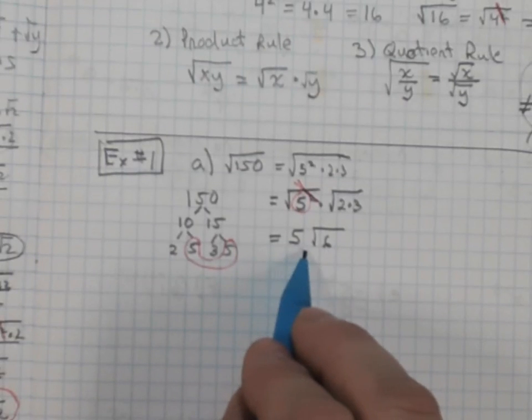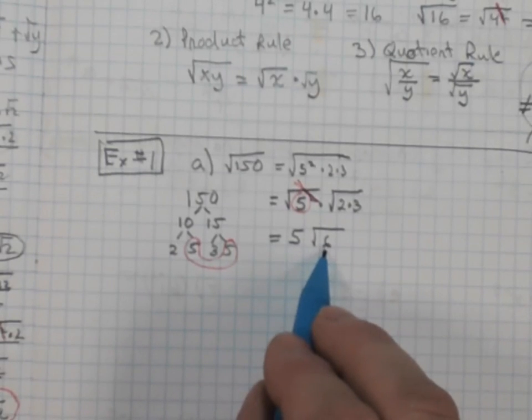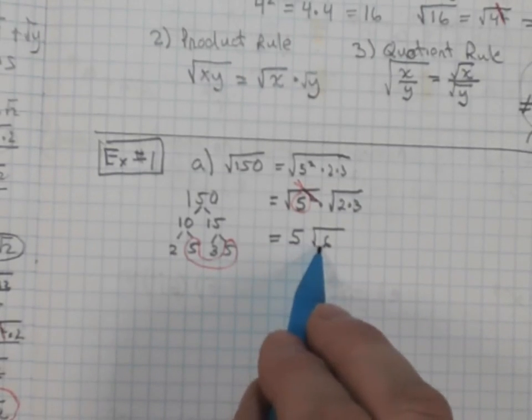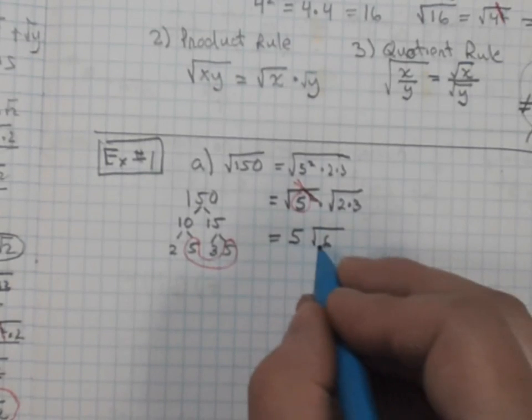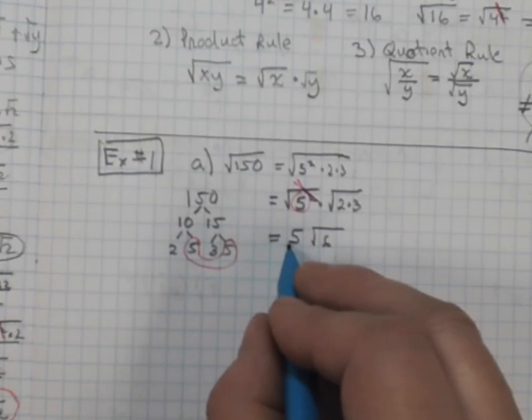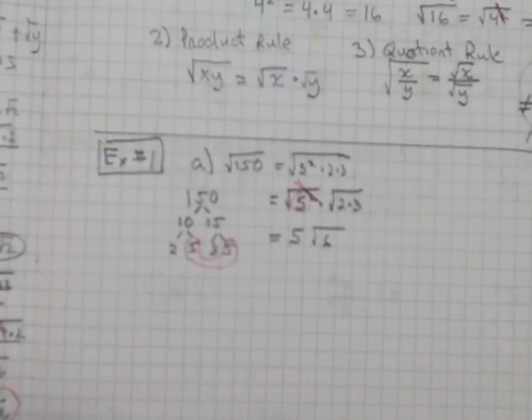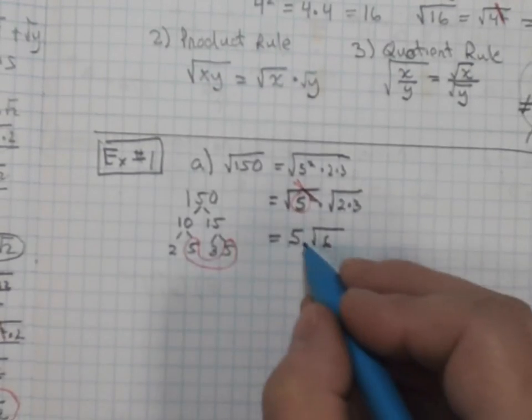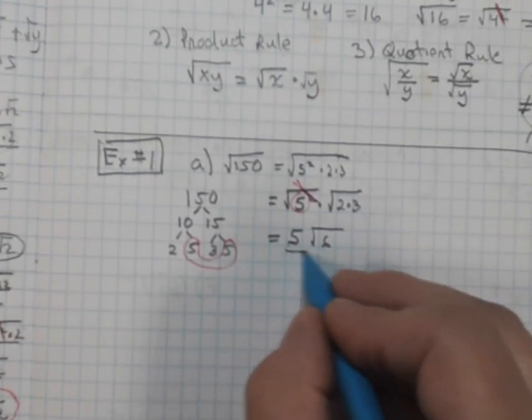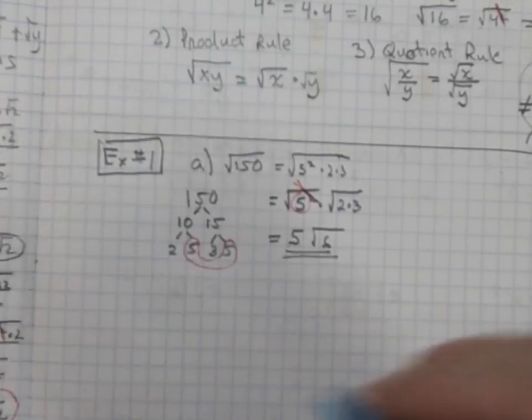This expression is called 5 radical 6 or 5 root 6. This is a product of two numbers. One is an outside number, that's the 5. 6 is inside. We can't combine those to get 30. So this is the simplified form. Let's try another one.